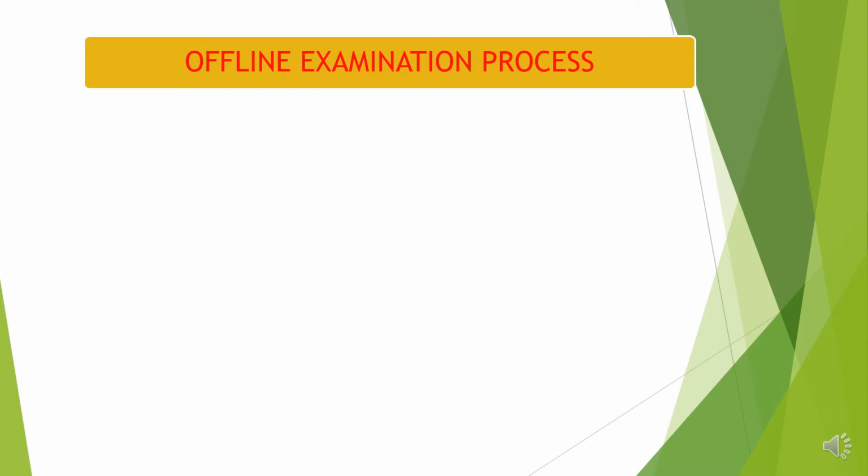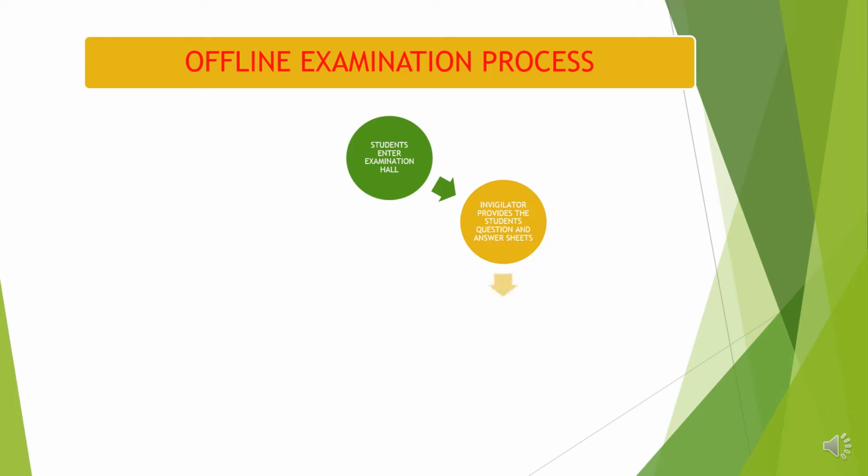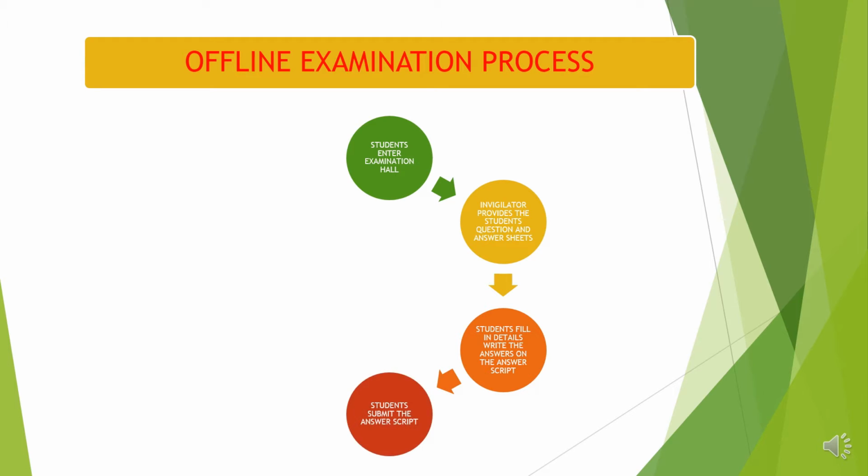So when students appear for the offline exam, they enter into the examination hall. The invigilator has to give them the answer sheet along with the question sheets. The students have to answer the questions, fill up the details in the answer section and give the answers. After they finish the exam, they have to submit the answer sheet to the invigilator. After that, the examination is done and the evaluation process will start.